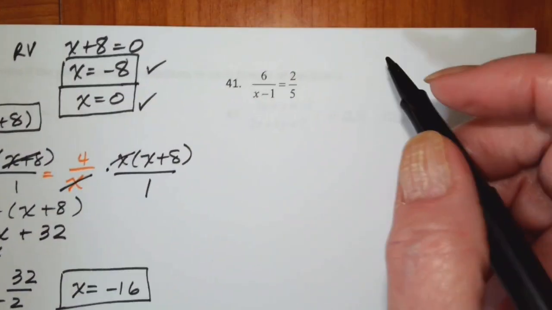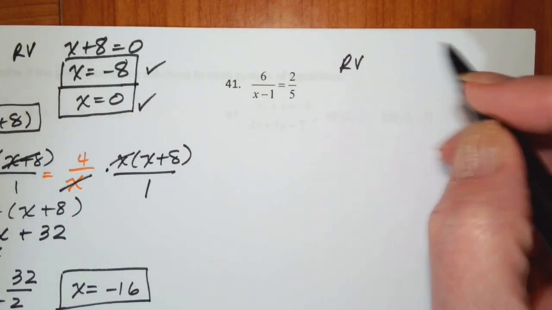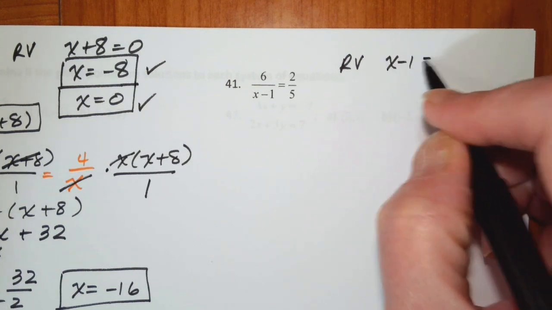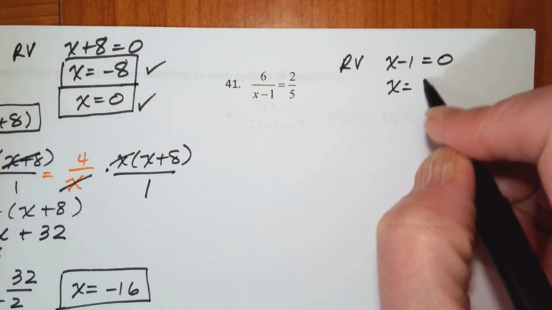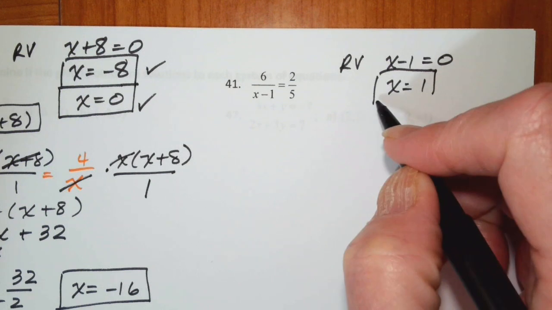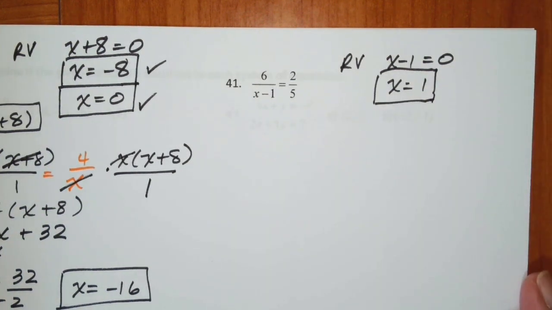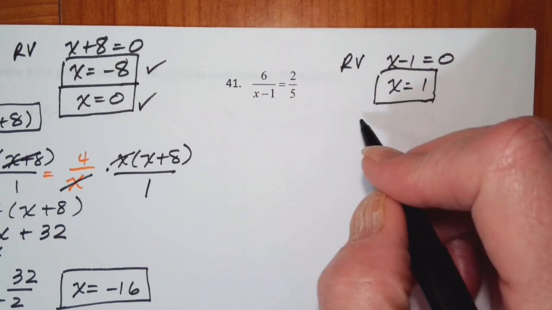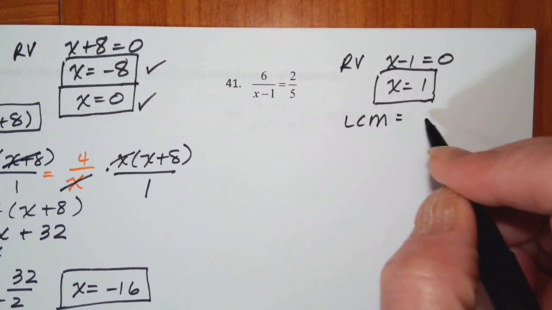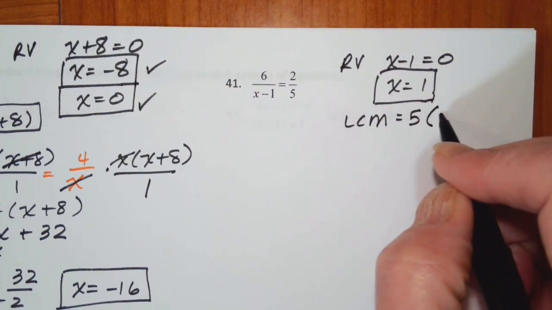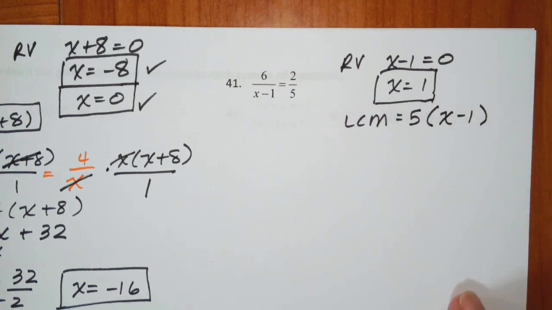Okay, on 41, for my restricted values, x minus 1 equals 0 means that if x is 1, that's undefined. So that's the only one I have. And my least common multiple has to have a factor of 5 and a factor of x minus 1.